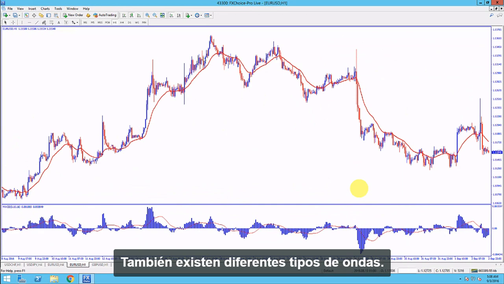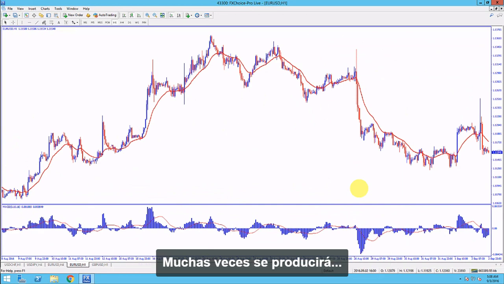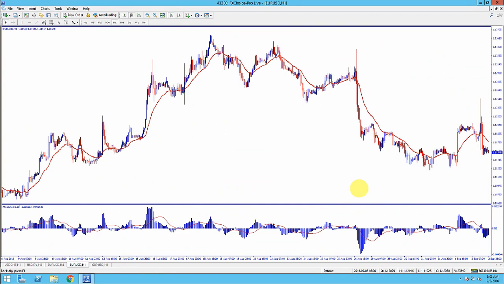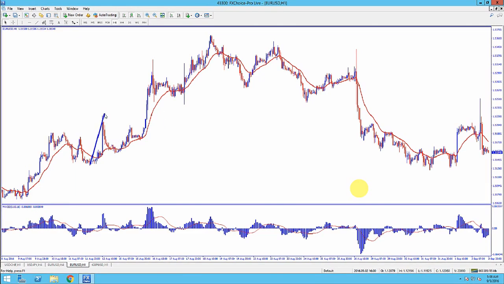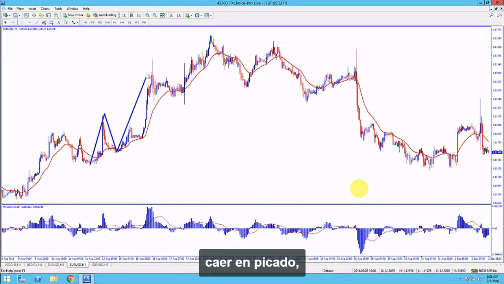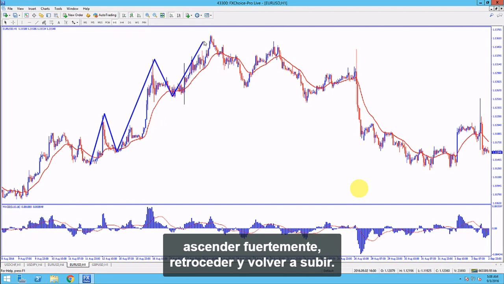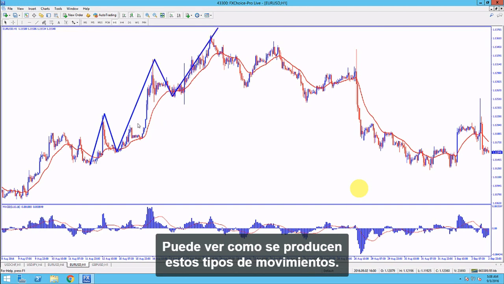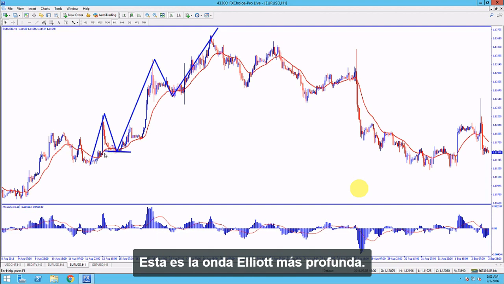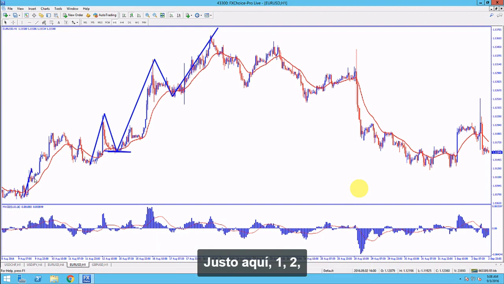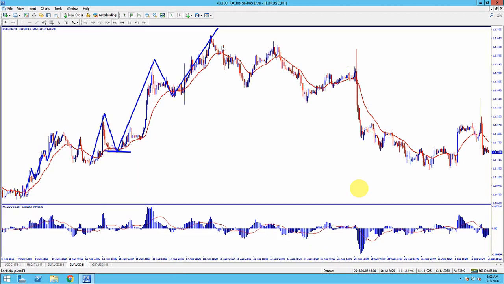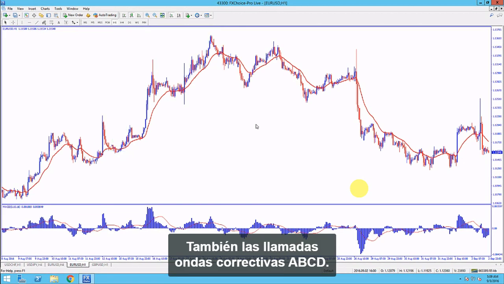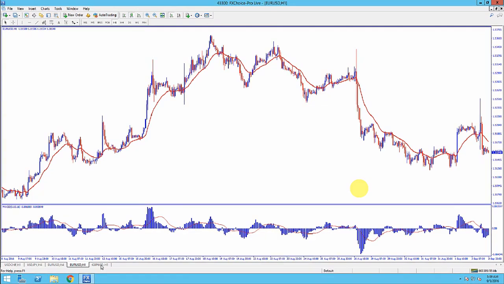You have different types of waves also. A lot of times you can get this type of move. You can get here, deep, right? Push up, strong, retracement, up. So you see how we get these types of move. That's that deeper Elliott. Right here, 1, 2, 3, 4, 5. Elliott comes in many little forms. You could see it. We also have what we look at as A, B, C, D corrective waves.